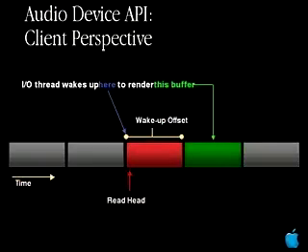So in this diagram, you kind of see a conceptual idea of what's going on when your IO proc is called. You see the buffer size are the individual blocks, and the read head, as you see, is processing one of those blocks, and time is going from left to right.